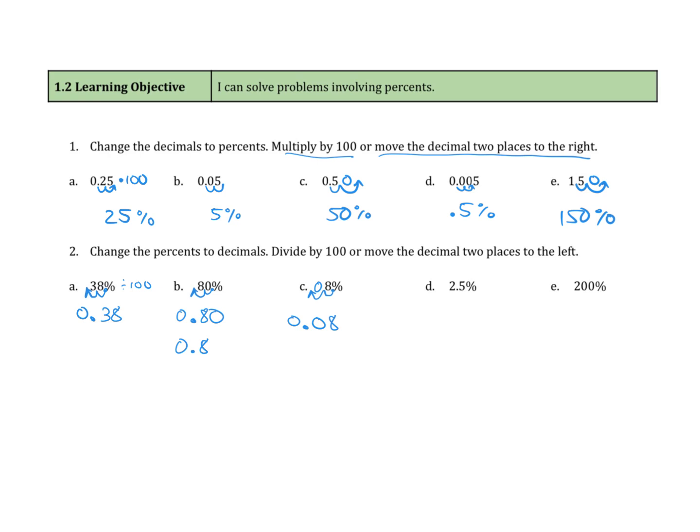Okay, the next one, 2 places to the left, I move it once, add a 0 to move it twice, and we get 0.025. And the last one, it's after the 0, I go 2 places to the left and I get 2.00, but I don't need to keep those 2 zeros to the right of the decimal, so it would just be 2.